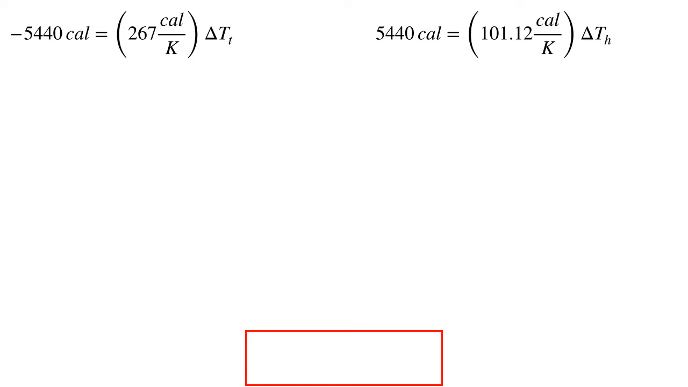And we did a little bit of rounding off to get 54.4. So our answer is going to be a little bit off, but still pretty close. Close enough for government work. So let's do it. All right. So 267 is MC for the tea. And remember, 101.12 is MC for the honey. That doesn't change. Kelsey.